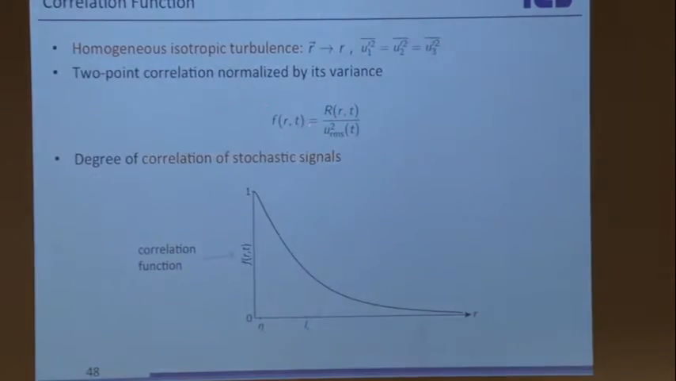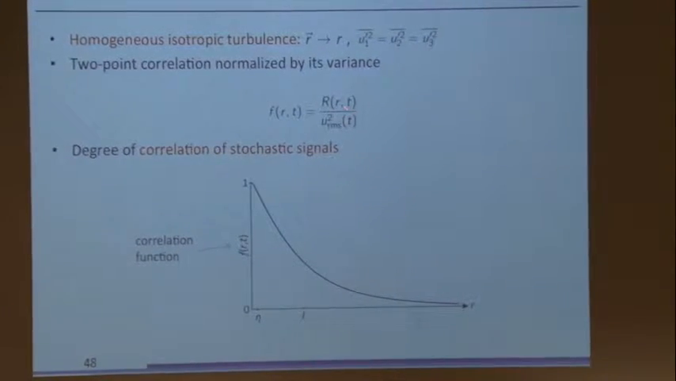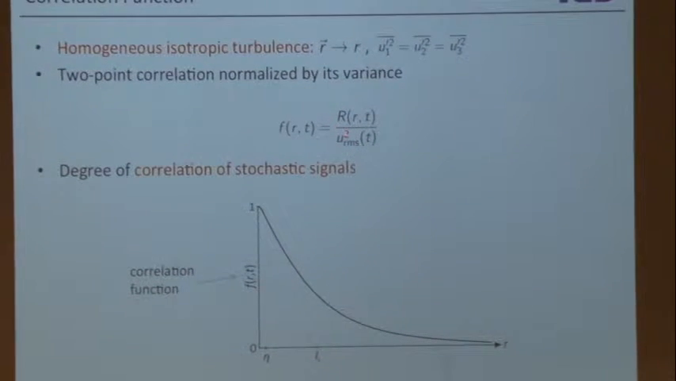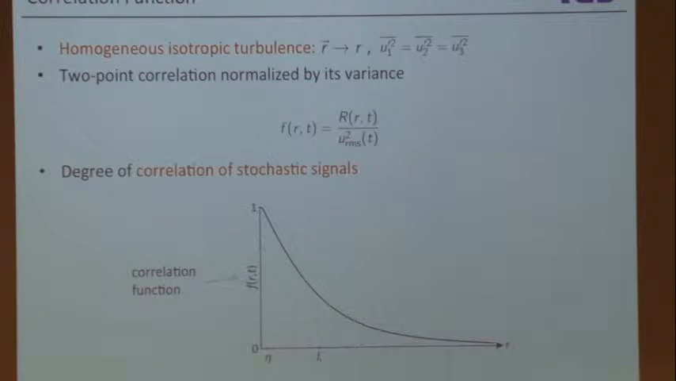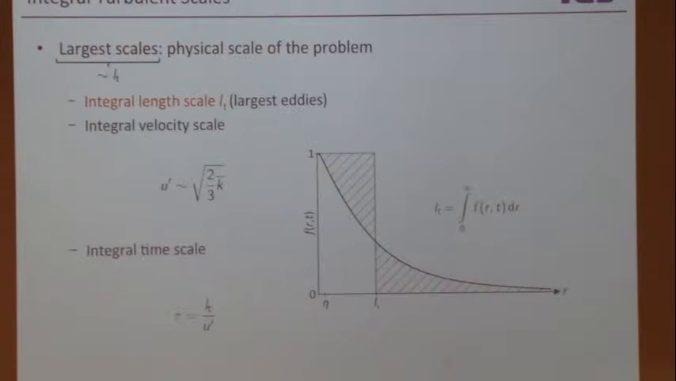You can normalize this. This here is just the u squared, that is just the correlation function for r goes to 0. Then it's just u squared at this point. So this means at r equal to 0, this has to be 1. Now this f function here is the correlation function. And then, as I said, for r goes to infinity, the correlation should go to 0. And then, how fast it goes to 0, that tells me something about the correlation.